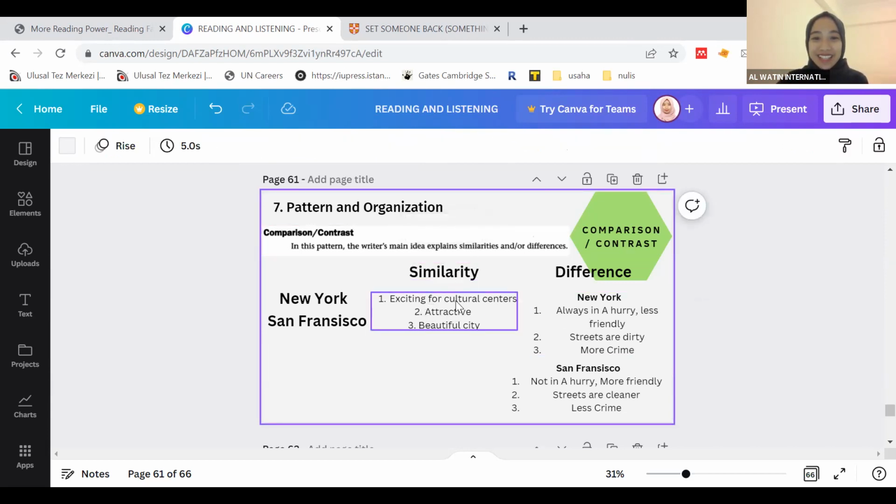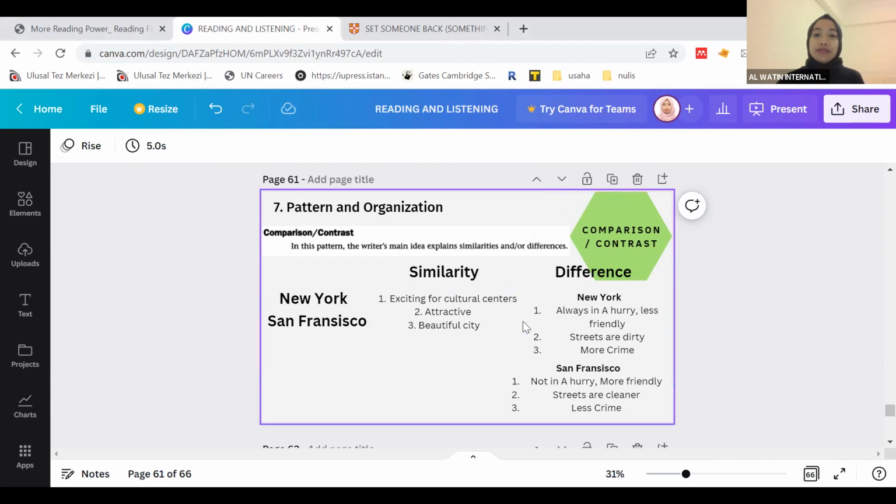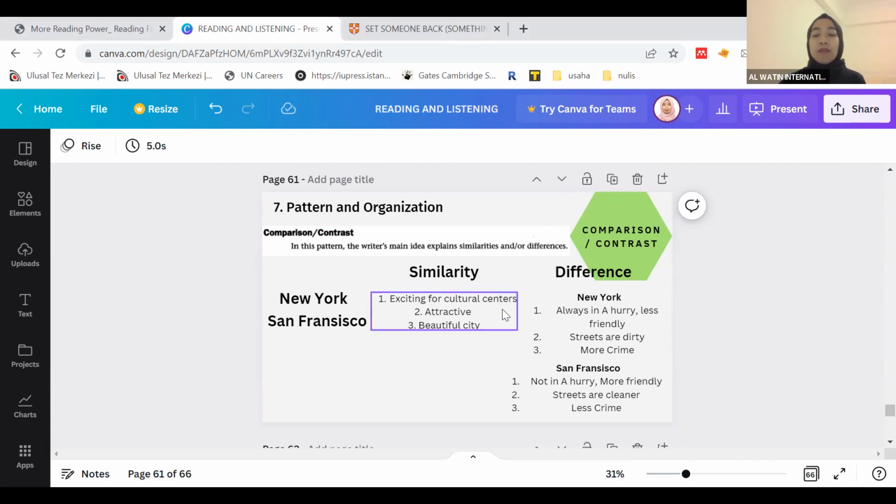So yes, any question from here? Is there any question? Hassan, are you still there? No? You can type in the chat if you have any question. All right. So this is comparison.